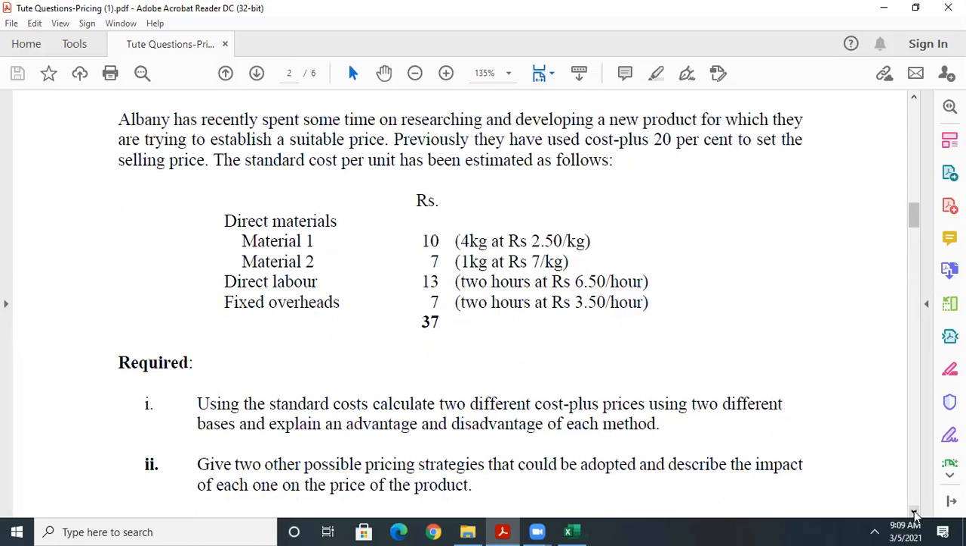Then part 2 asks us: give two other possible pricing strategies that could be adopted and describe the impact of each one on the price of the product. What? දැන් අපි මෙතන cost plus pricing භාවිතා කරන්නේ ඒ වෙනුවට අපිට භාවිතා කළ හැකි alternatives අහනවා. ඒත් එක්කම අපිට discuss කරන්න කියනවා එකකින් price එකට වෙන impact එක.